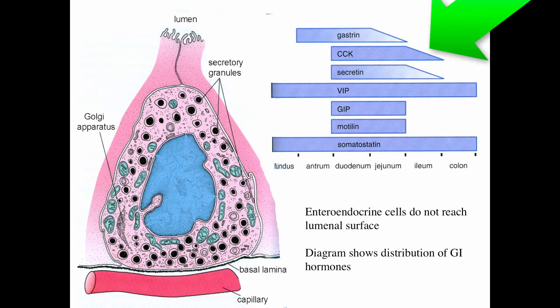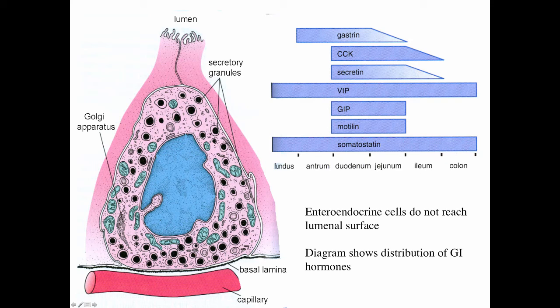The top image here just shows some of the GI hormones, and you'll hear about these in physiology. We'll come back to this in a later podcast. This just shows where these hormones are secreted, whether you're talking about the fundus of the stomach or the duodenum or the colon, for example.